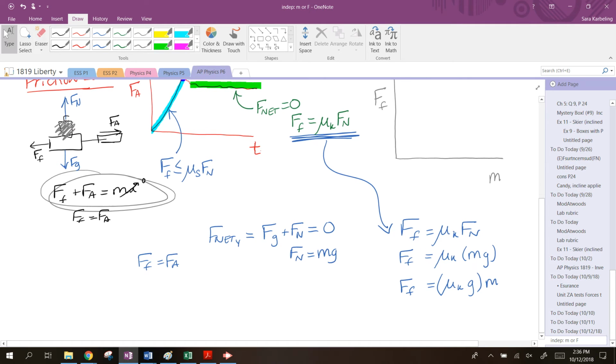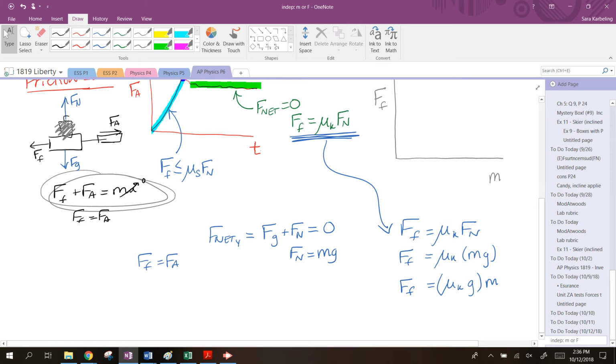What should that graph look like, guys? Force of friction equals some constant times m. Should be a line, shouldn't it? Y equals mx plus b. There's no b. You guys with me there? This is the epitome of AP Physics 1. We got to linearize it. We got to understand where it's coming from.